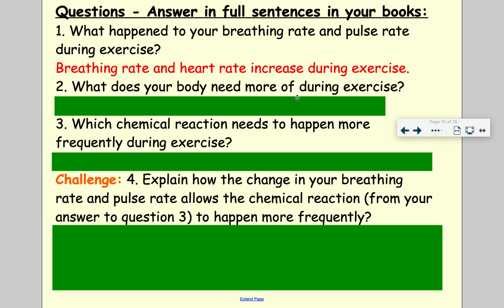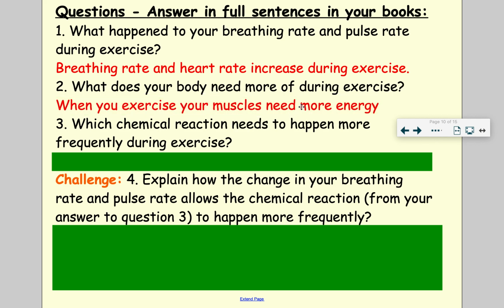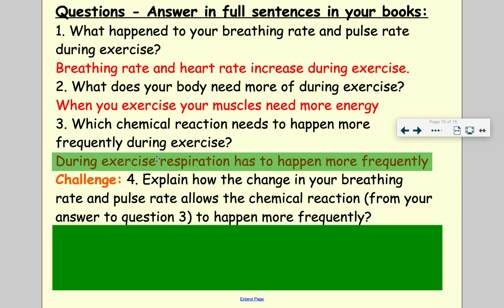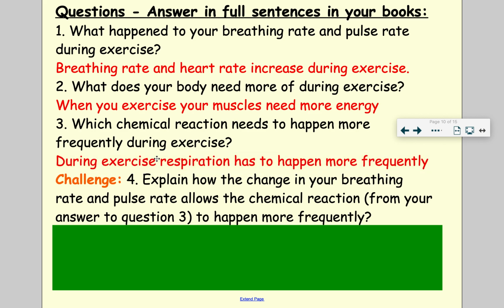What does your body need more of during exercise? When you exercise your muscles, your body needs more oxygen. So which chemical reaction needs to happen more frequently during exercise? During exercise, respiration has to happen more frequently. And then the challenge question, which hopefully you've all had a go at, is explain how the change in your breathing rate and pulse rate allows the chemical reaction, so respiration, to happen more frequently.